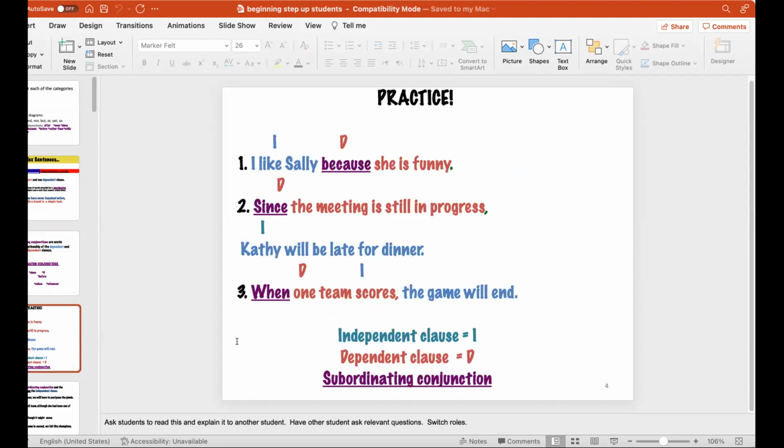So we want to practice this. We want to say, what is the independent clause? What is the dependent clause? And what is the subordinating conjunction? So: I like Sally. Simple sentence. She is funny. Simple sentence. But I put them together and I have the word "because" between them. And it's showing cause and effect. The reason I like Sally is that she's funny.